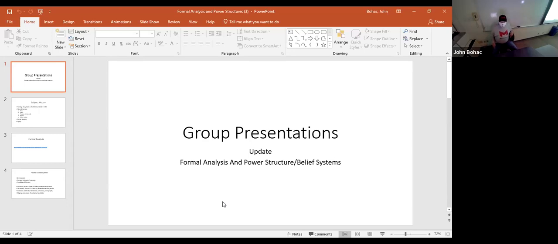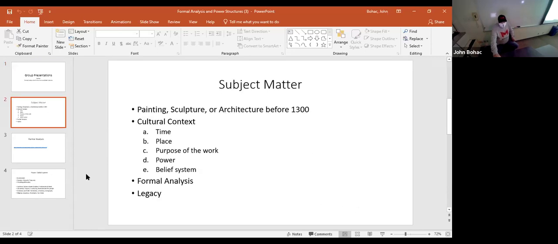Second thing I want to talk to you about is the group presentations, because I've been getting some questions about this, and they centered around these two words, formal analysis and power structure. And this is a page right from that prompt that's on the assignments page.